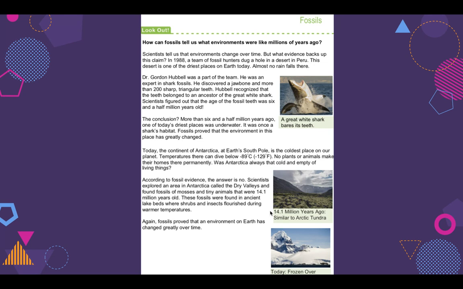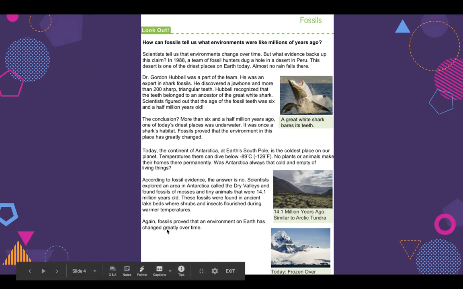Scientists explored an area in Antarctica called the Dry Valleys and found fossils of mosses and tiny animals that were 14.1 million years old. These fossils were found in ancient lake beds where shrubs and insects flourished during warmer temperatures. Again, fossils prove that an environment on Earth has changed greatly over time. So, right here it says 14.1 million years ago, similar to Arctic tundra. Today, it's frozen over. So, that's what Antarctica looked like maybe 14.1 million years ago, and then today.